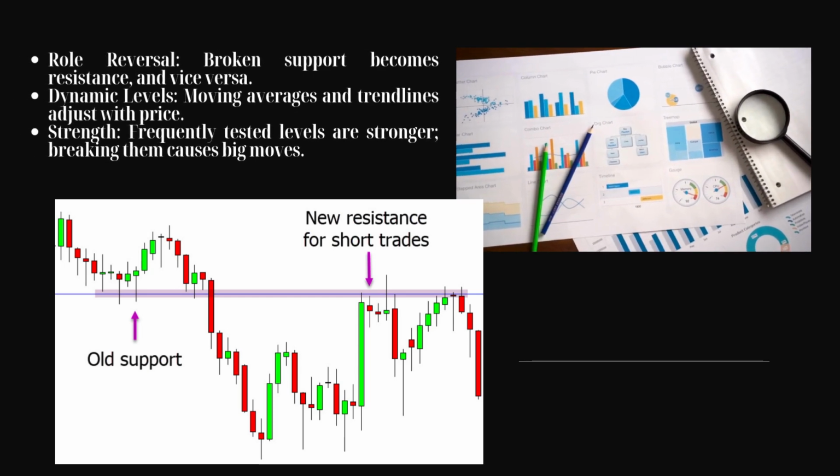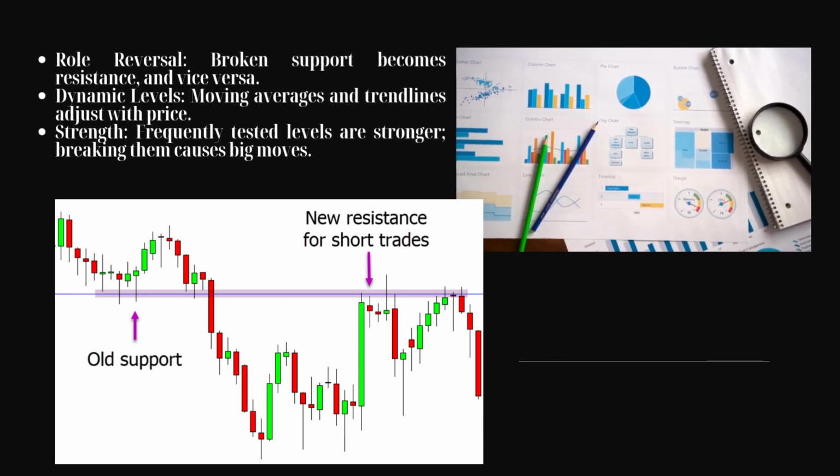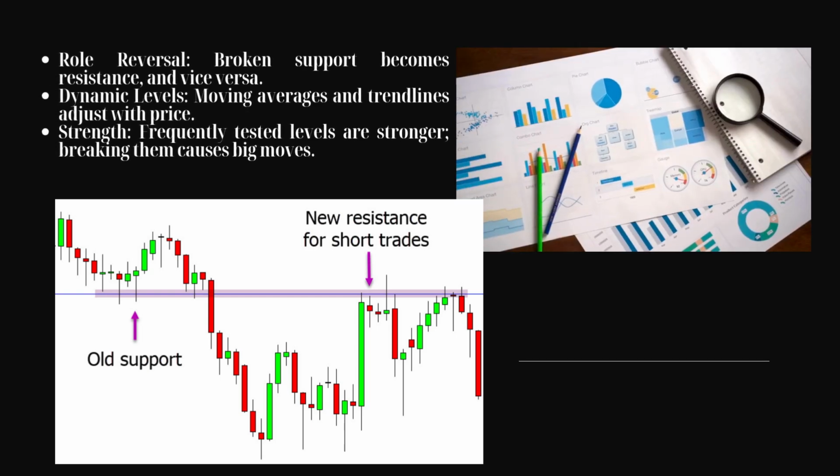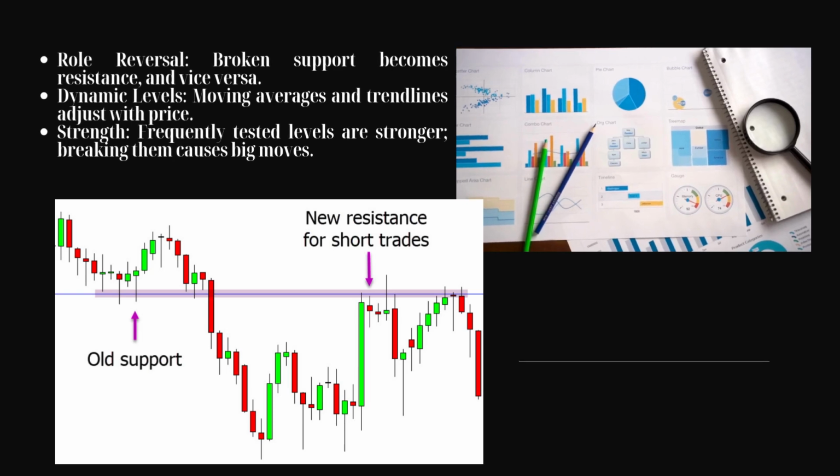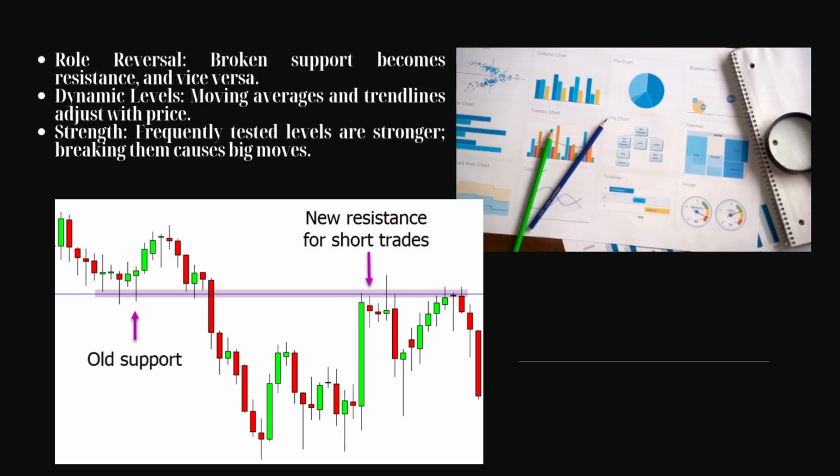Dynamic support and resistance. Moving averages. These act as dynamic support and resistance as they change with price. Trend lines. In trending markets, upward or downward sloping lines can act as dynamic levels.